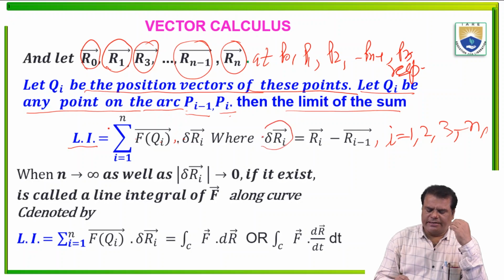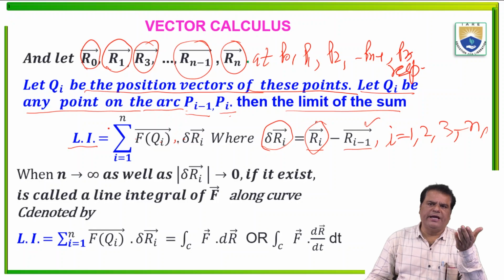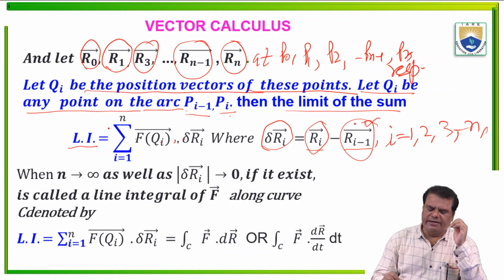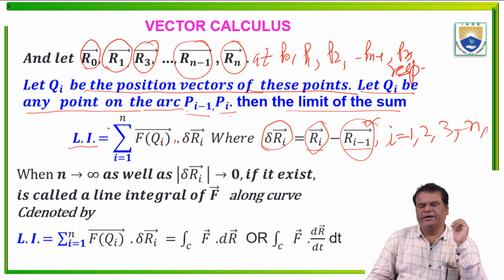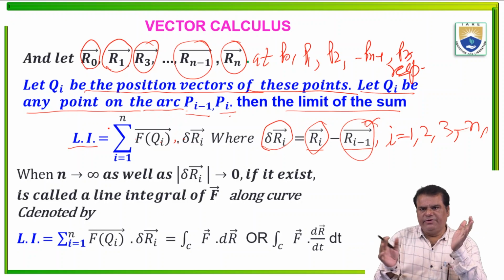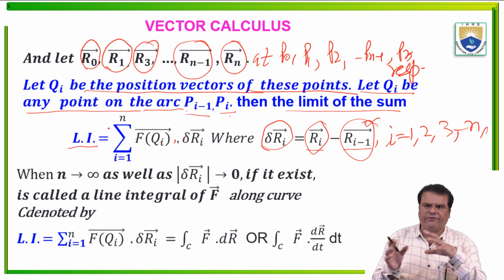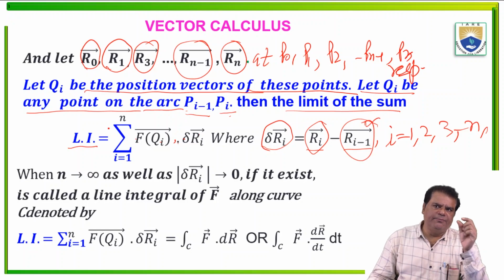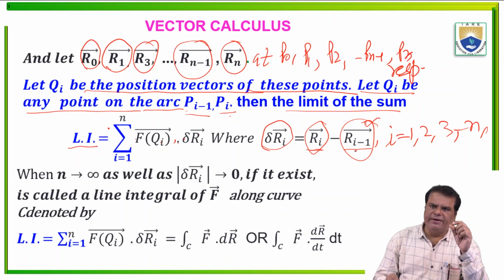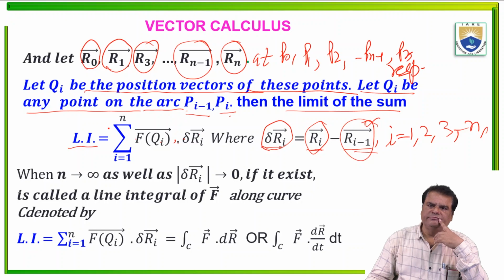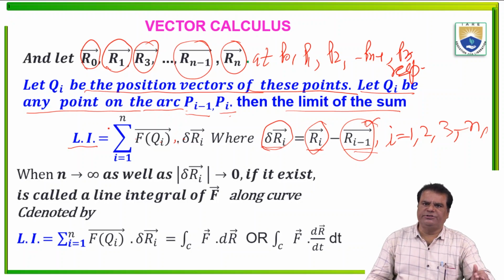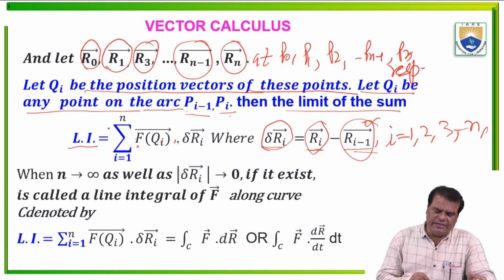Where delta ri vector equals ri vector minus ri minus 1 vector. Ri vector is the value of the function at point Pi and ri minus 1 vector is the value of the function at Pi minus 1. So the difference between the values of the function at Pi and Pi minus 1, that is vector ri minus vector ri minus 1, is delta ri vector. This is the difference between points, and this is the difference between function values.